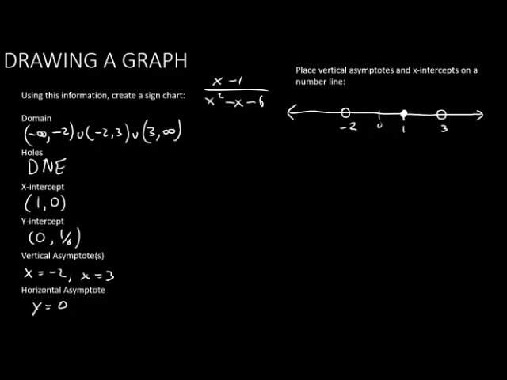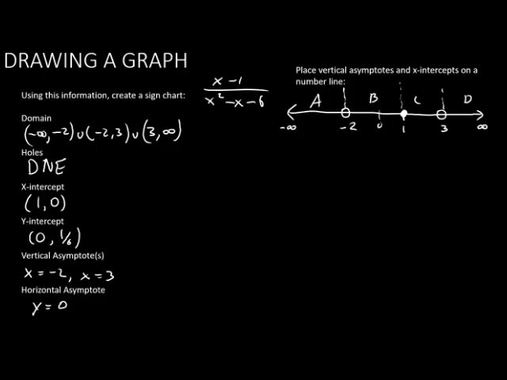We'll split the number line into regions based on the asymptotes and the x-intercept. This will give us 4 regions, A, B, C, and D. We'll also write the infinities, negative infinity and positive infinity, on either side of the number line. Now to construct the sign chart, we'll plug numbers from each of the 4 regions into our equation.